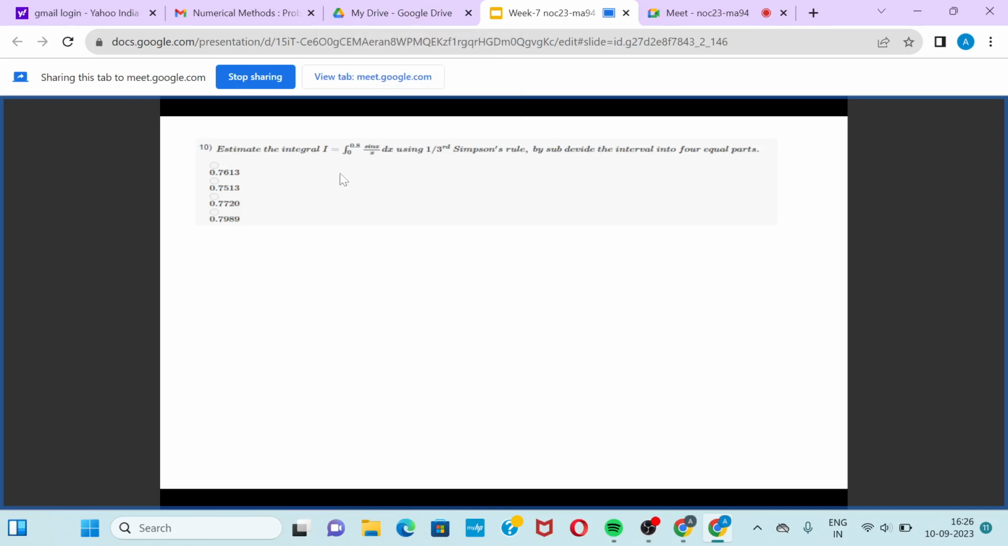That's the last question. Estimate the integral I is equal to the integral from 0 to 0.8 of sin x by x dx using one-third Simpson's rule by subdividing the interval into 4 equal parts. Check whether it is 0.7613, 0.7513, 0.7723 or 0.7989.